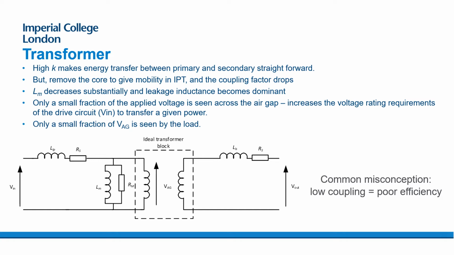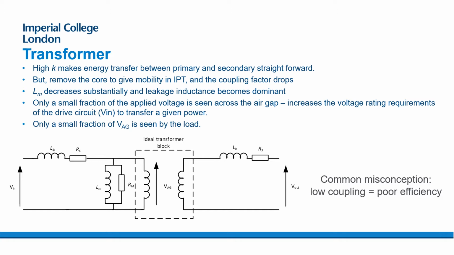And what that means is when you drive the system with a voltage on the input, the vast majority of that voltage gets transferred onto the air gap, VAG, and also the vast majority of that comes out at the output, and therefore you end up with a voltage ratio that is almost exactly the same as the turns ratio on the transformer.